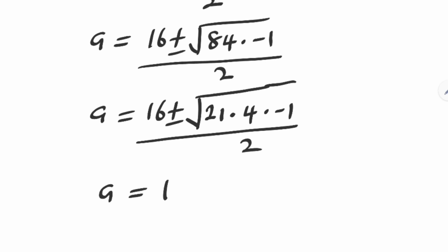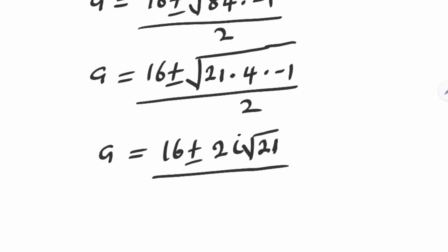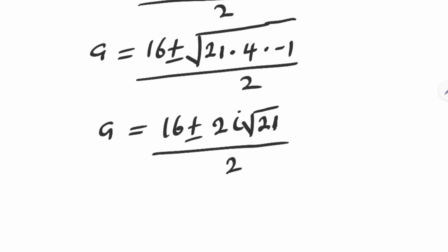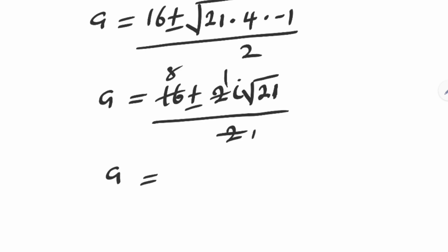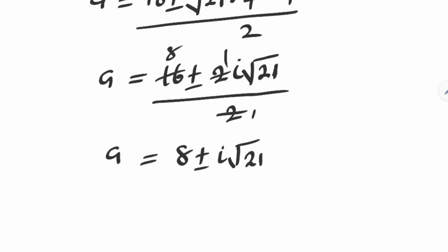A is equal to 16 plus or minus square root of 4 is 2. Square root of minus 1 is I. Then root 21, all over 2. Now 2 here 1, 2 here 8, 2 here 1. A is equal to 8 plus or minus I root 21. These are the values of A.